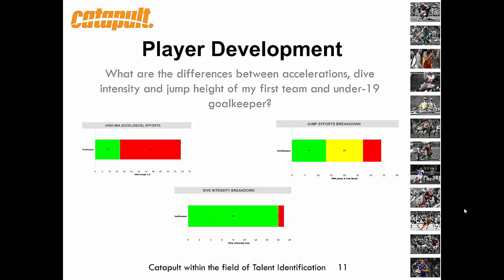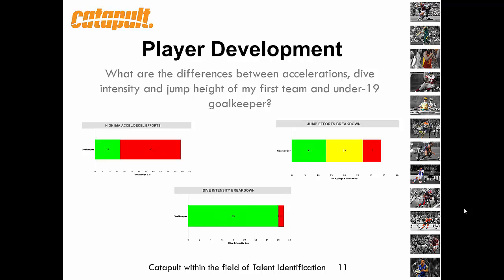So when we're looking at player differences, what are the differences between accelerations, dive intensity, and jump height of my first team and our under-19 goalkeeper? So when we're looking at goalkeepers, we want to develop them. We want them to become bigger, better, faster, and stronger. What we easily want to do is try to compare their training load, try to compare their exercises, try to compare players and individuals to see how we can reach a certain standard.